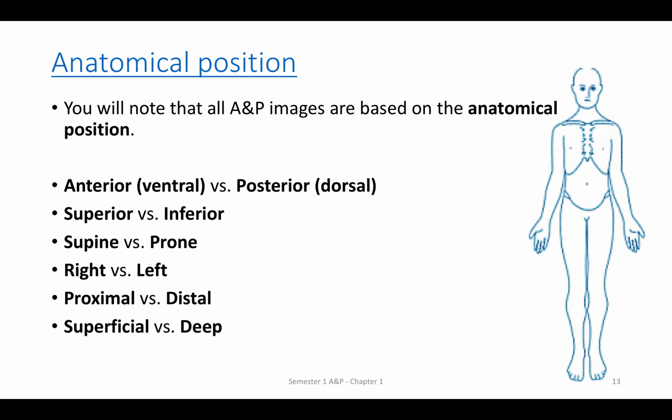Remember that the patient's right and left is opposite of yours. Proximal means closer to the point of attachment or closer to their torso. So for example, your shoulder is proximal to your elbow, whereas distal means further away from the point of attachment. So your wrist is distal to your elbow. We discussed superficial and deep. Superficial means towards the surface of the body, while deep means more internal. And we also added the terms medial and lateral, medial being towards the middle of the body and lateral being towards the sides of the body.